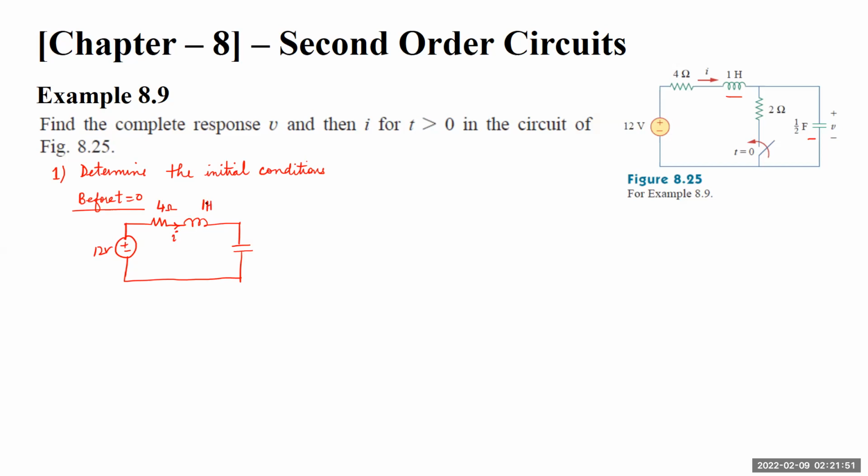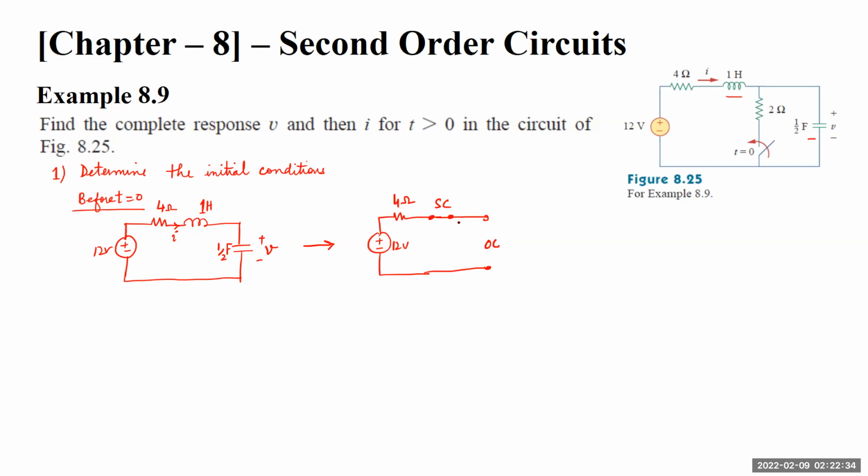The current I, this is 1 henry. The overall circuit looks something like this before switching, and this circuit is in this state for a long time. So what has happened here? The capacitor is completely charged and the inductor is completely magnetized. The equivalent circuit in this state will look something like this. This is 12 volts, this is my 4 ohm resistor. My inductor will be behaving as a short circuit because it is completely charged, and my capacitor will be behaving as an open circuit.